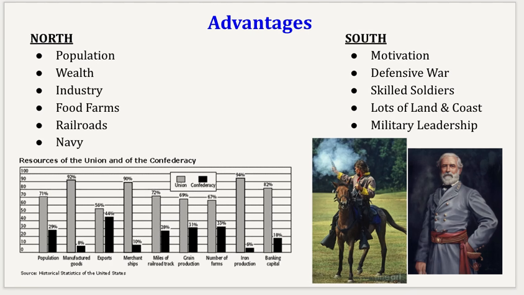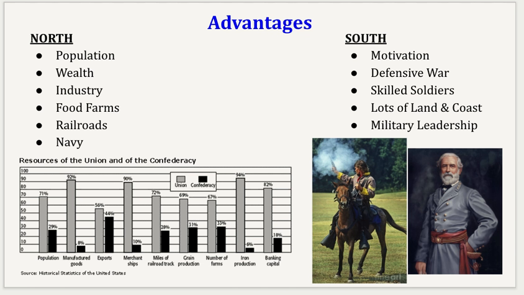So each side had some advantages and disadvantages heading into the war. The North, one of their main advantages was population. There were 22 million people in the North versus 9 million in the South. And of those 9 million in the South, 4 million of them were enslaved and not likely to be given weapons to be allowed to fight. So we're looking at quite a discrepancy in the number of soldiers that could be drawn in both areas.